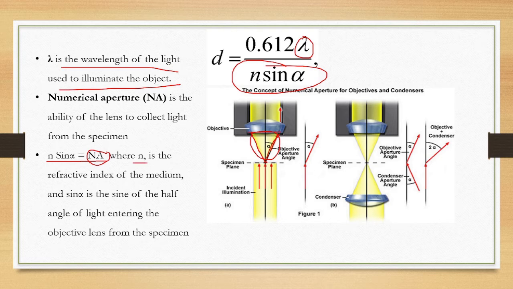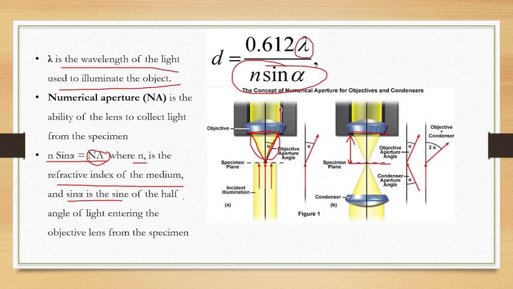One is n. n is the refractive index of the medium between the objective lens and the specimen. Here it refers to a medium, maybe air or water or oil, something like that. So the numerical aperture depends on the refractive index. Refractive index means the density of the medium in which the specimen is placed.